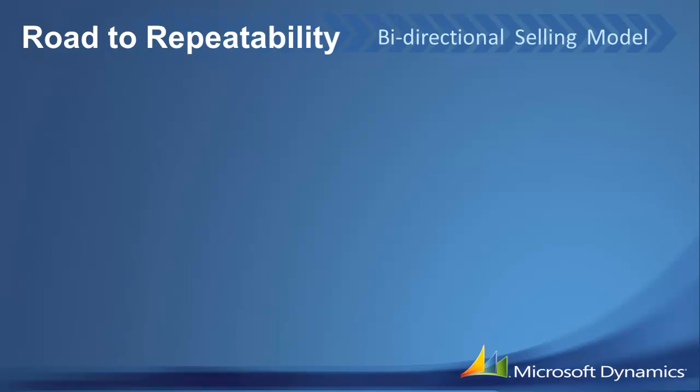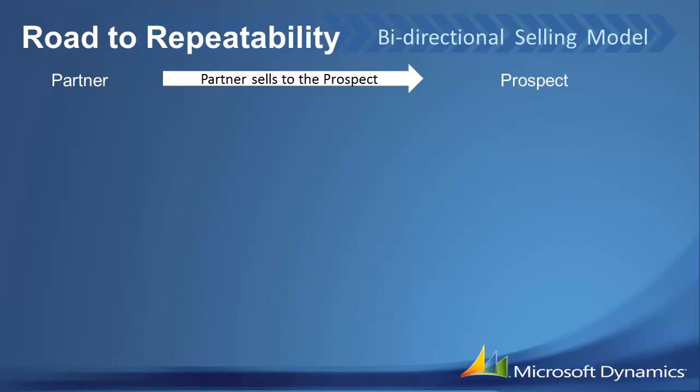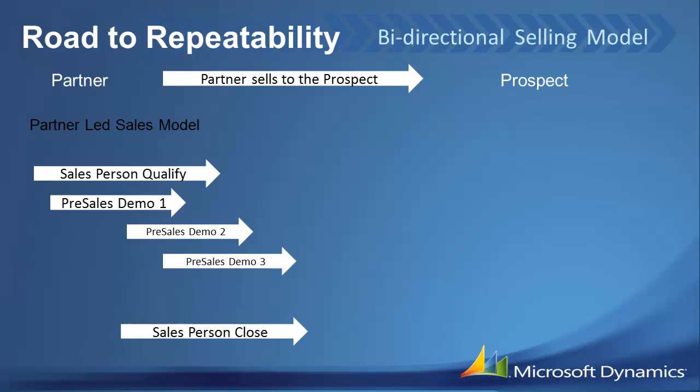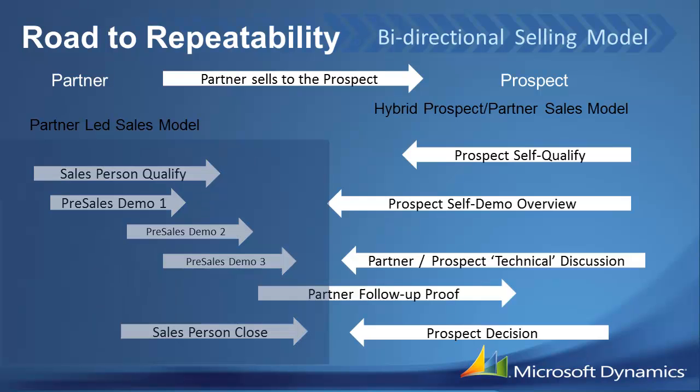We have this idea of this bi-directional selling model. Traditionally, the partner sells to the prospect. In that partner-led sales model, we'll do a quick qualify, we'll do some demos, maybe 2 or 3 demos, and then we'll try and do a close. What we'd like to do is begin to propose that prospects self-qualify on the web. Let them maybe do their own demo and structure that in a way that's geared towards them, and maybe shift from doing multiple demos to getting to a technical discussion.